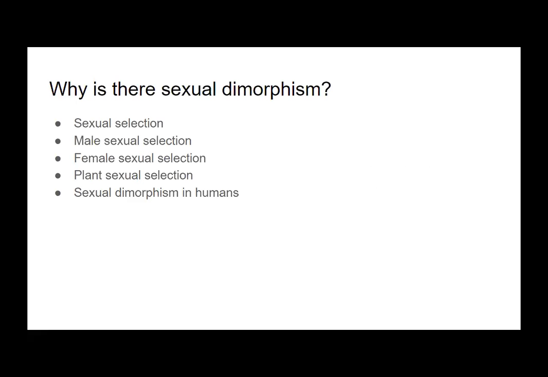And so today and tomorrow we're going to be talking about sexual selection, which is selection for these dimorphic characters or traits. We'll break it down into male and female sexual selection. We'll talk a little bit about plant sexual selection. Yes, it still happens in plants too. And then a brief discussion of sexual dimorphism in humans.